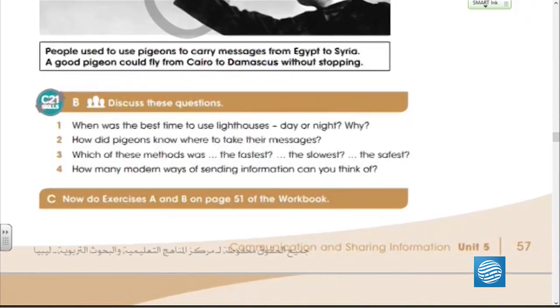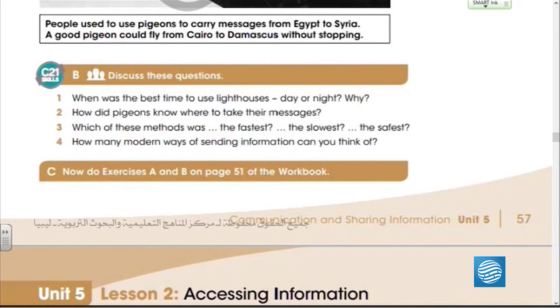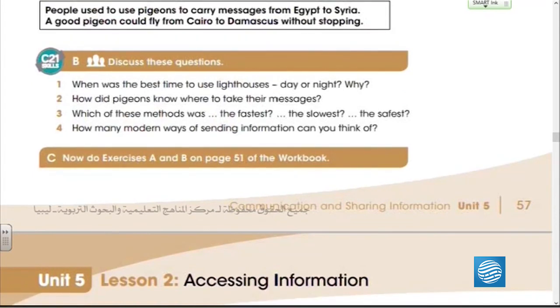Let's have these 4 questions first, and then we go to the workbook. So please prepare your workbook beside you. Okay? Discuss these questions.